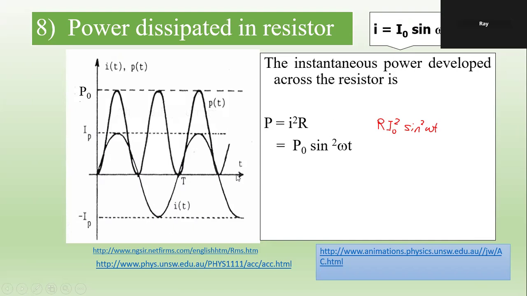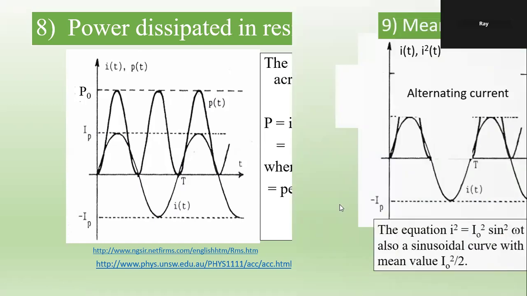That's the graph. You square this one, it becomes positive. You square this one, it becomes positive. You square this one, it becomes positive. Where P naught, I naught square R, is the maximum or peak power.